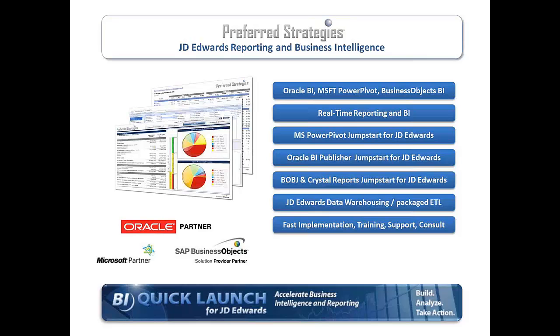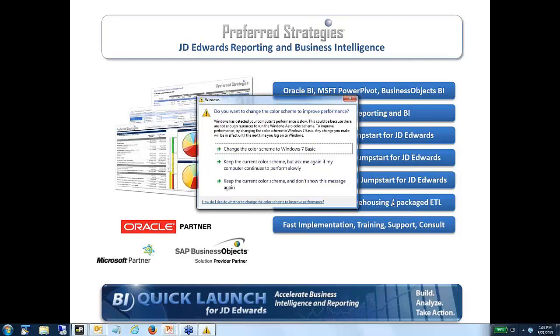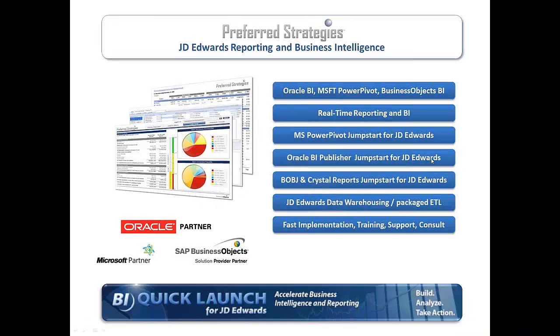So, Preferred Strategies: we've been a partner of BusinessObjects since 2002. We started out as a company helping JD Edwards customers learn how to write Crystal reports specifically against JD Edwards. Then as BusinessObjects acquired Crystal, we branched into the full suite of BusinessObjects offerings. That's really where we started as a business.